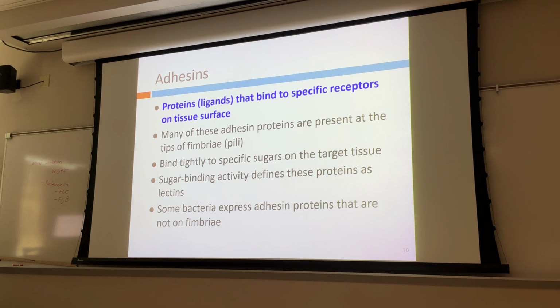A lot of times when we talk about adhesins, the targets on your cells are going to be sugar-based, they're going to be carbohydrate-based. Sugar binding activity defines the proteins as lectins, so they refer to these adhesins as lectins. Some bacteria have these adhesins on the surface, some of them have the tip adhesins on the fimbriae or pili. This depends on the microorganism.